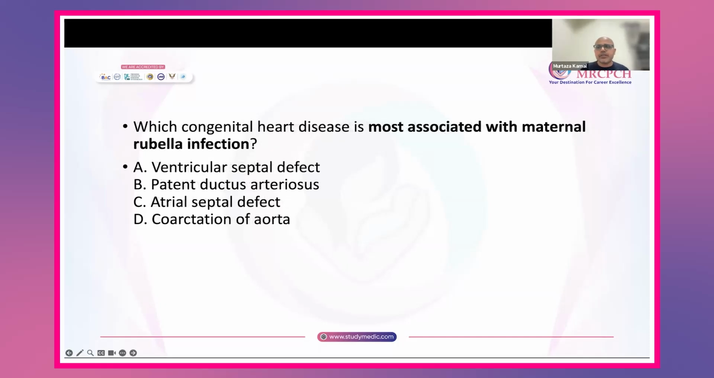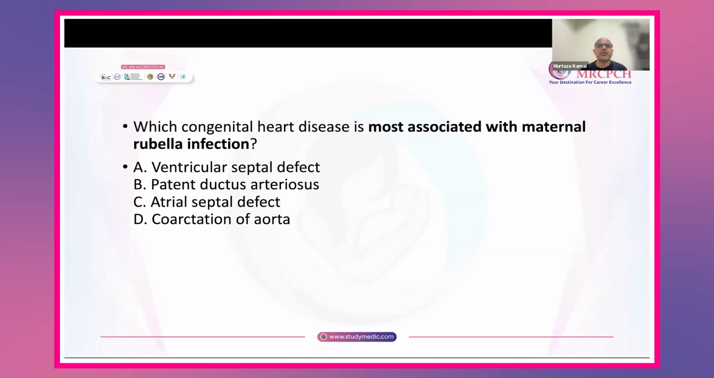Move on to this question. Which congenital heart disease is mostly associated with maternal rubella syndrome? Maternal rubella syndrome normally is associated with a triad of congenital deaf mutism, congenital cataract, and congenital heart disease. The most common congenital heart disease is a PDA and a peripheral PS. So we have the option of PDA in this case. So the answer in this case is PDA. And even if there is PS given in this case, we can mark that also.